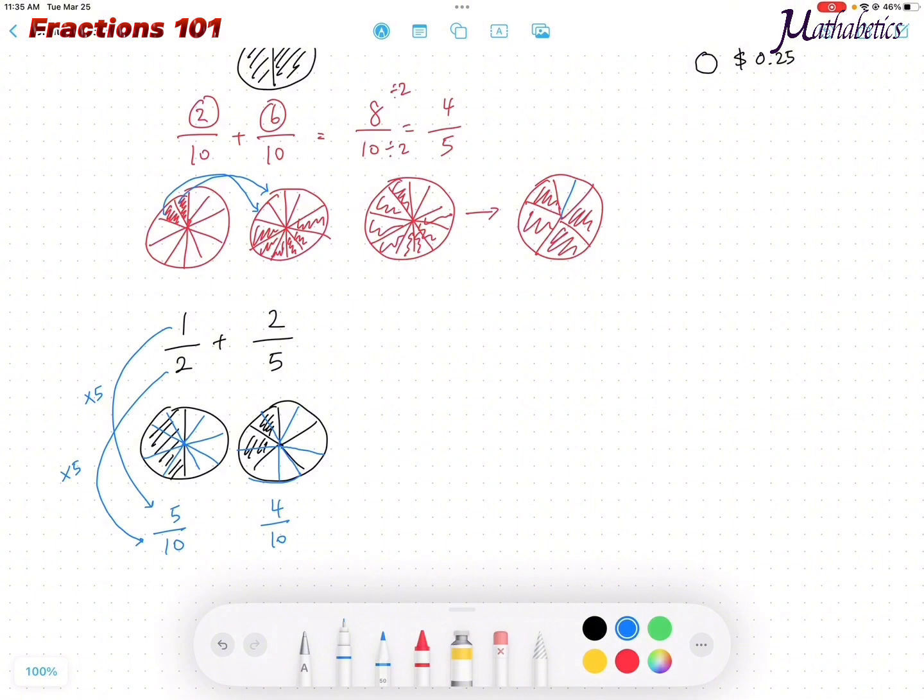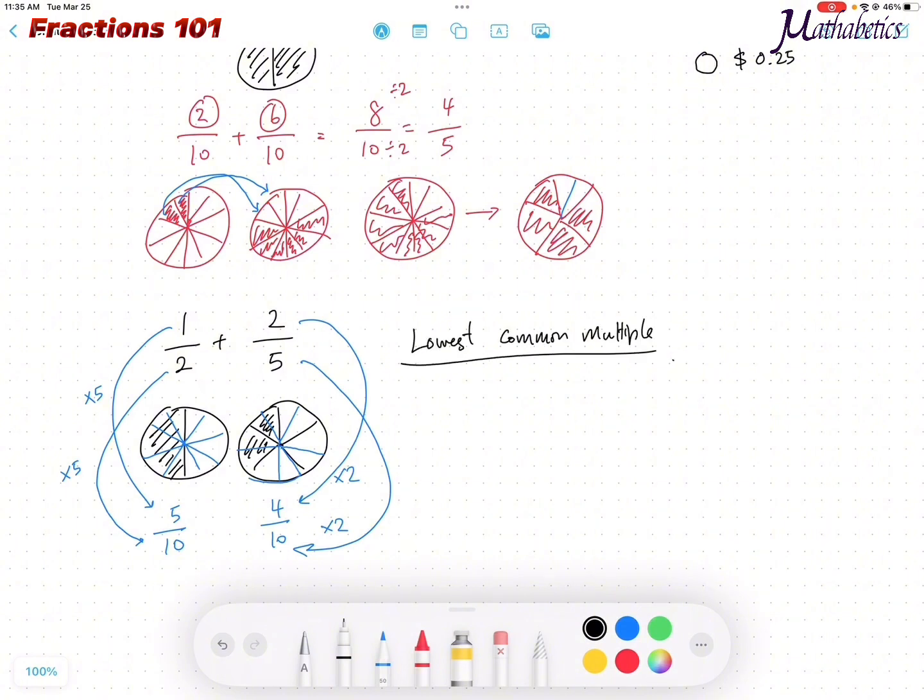Now similarly, I multiply the 2 by the 5, I get a 10. And I multiply the 2 also by the 2, I get a 4. So you notice that each of these fractions we are multiplying by a different number to get to a common denominator. And we call that the lowest common multiple. So how do you find the lowest common multiple?